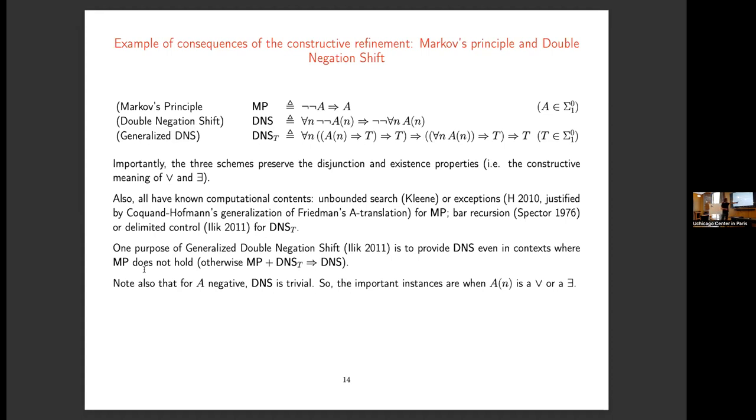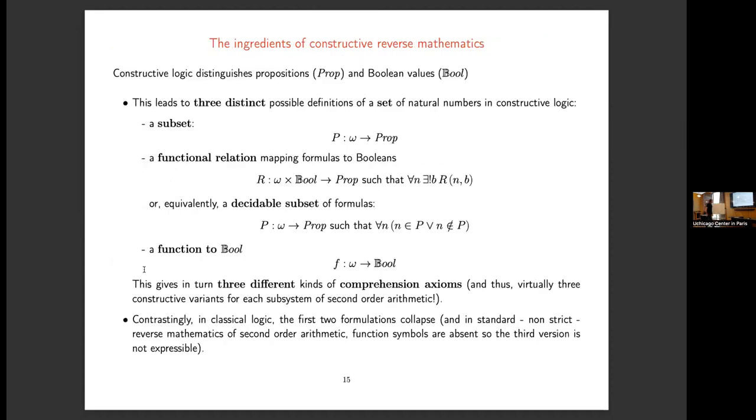I put a remark also that DNS is trivial when A is negative, because in this case it commutes. So the important instances are when A is a disjunction or an existential. Okay, keep in mind this DNS, because this will be what characterizes the disjunction in the presence of the object language. We have seen that when you have the false connective, it implies Markov principle. Then when you have the disjunction connective, it will imply DNS. These are the two important principles for the completeness proof. And again, interestingly, these are the two which, among the collection of intuitionistic principles, preserve the disjunction and existence properties.